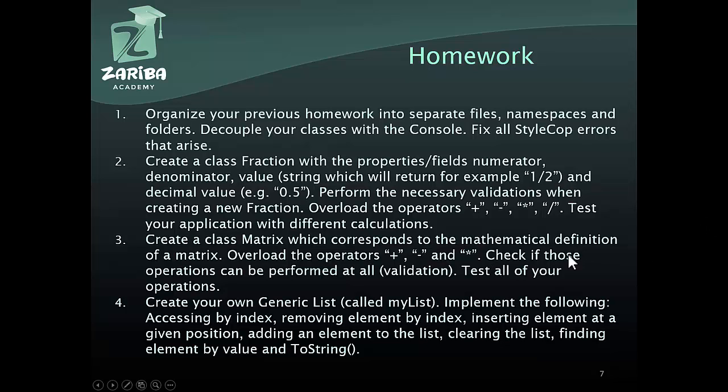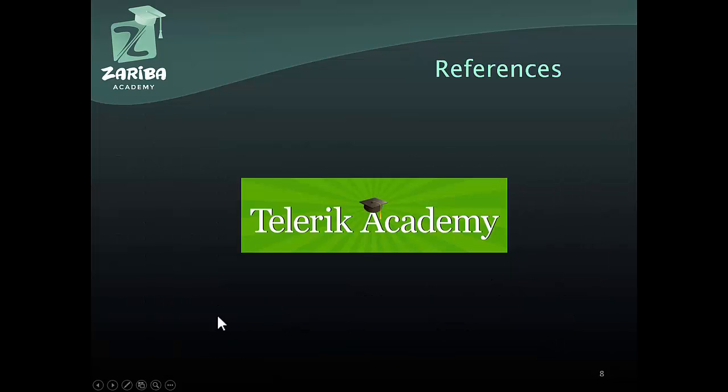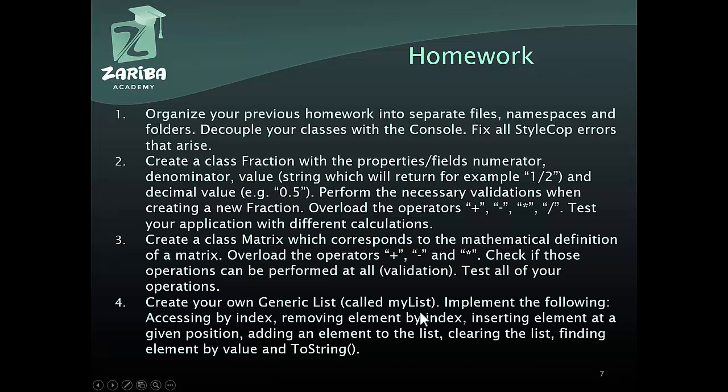Check if those operations can be performed at all, which means that there are some conditions for these, like for all of them to be made. And finally, test all of your operations. Okay, the last one is to finish your generic list. You have to implement the following.